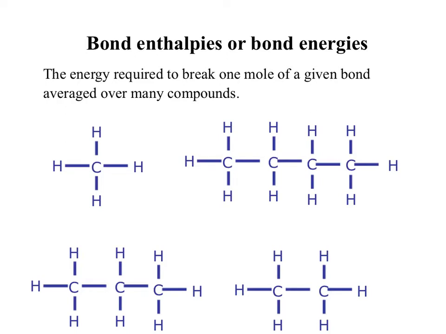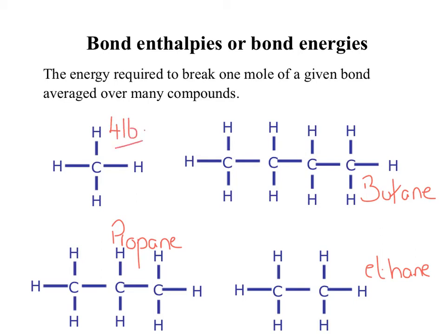Now, carbon-hydrogen bonds don't only occur in methane, they occur in lots of other compounds, and we're going to consider 3 more. So they occur in butane, in propane, and also in ethane. Now, we have just explained why the value to break a carbon-hydrogen bond is 416, and we used methane as an example when we were talking about that.